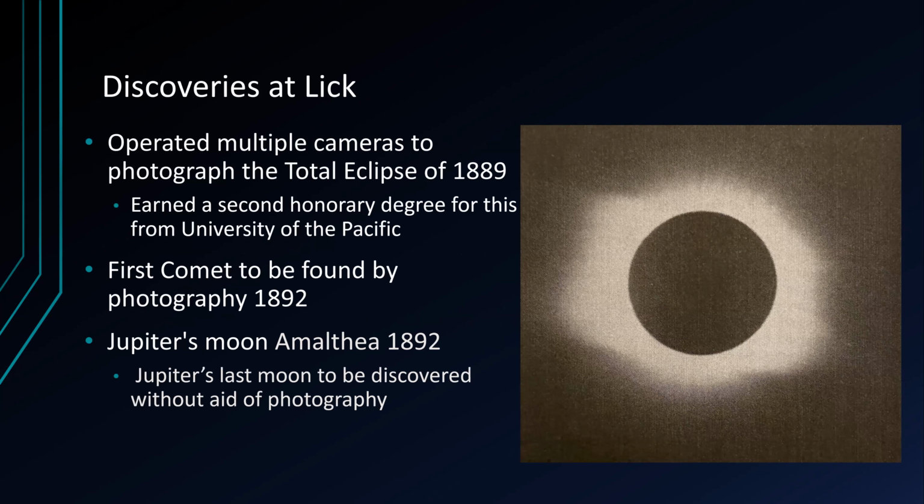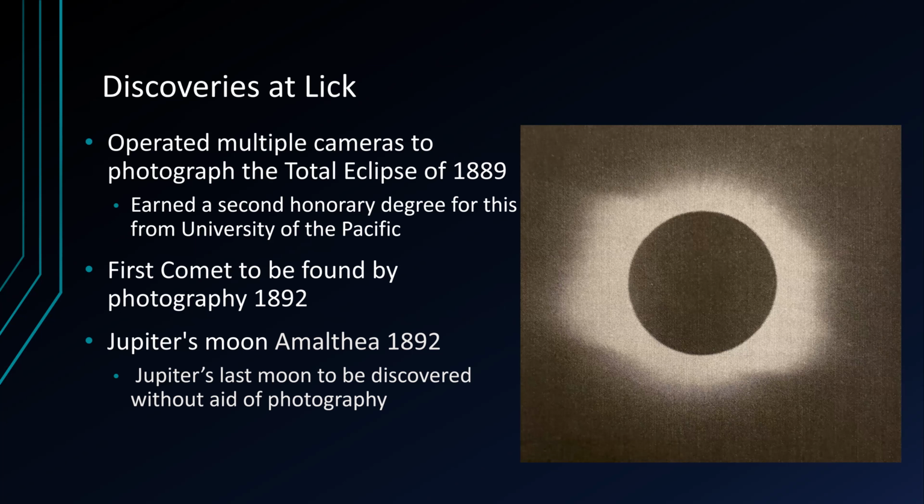Using the 12-inch telescope, he did a lot. He photographed the first comet to be found solely by photography. This wasn't a visual comet, but a photographic one, and he discovered this in 1892. He also discovered Jupiter's moon Amalthea during that same year, which would be the last of Jupiter's moons that was discovered without the aid of a camera or other instrument.